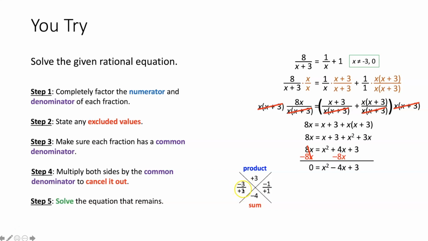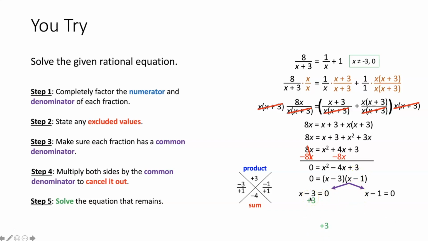In the first set of parentheses, it's going to be 1x minus 3. In the second set of parentheses, it's going to be 1x minus 1. We then have two things multiplied together that equal 0, so we can use the zero product property to solve this. We're going to set each of these factors equal to 0 and solve for x.